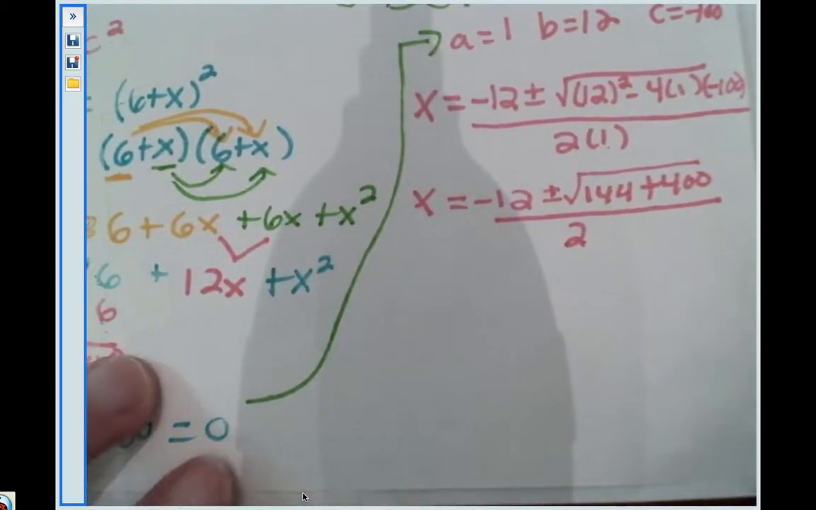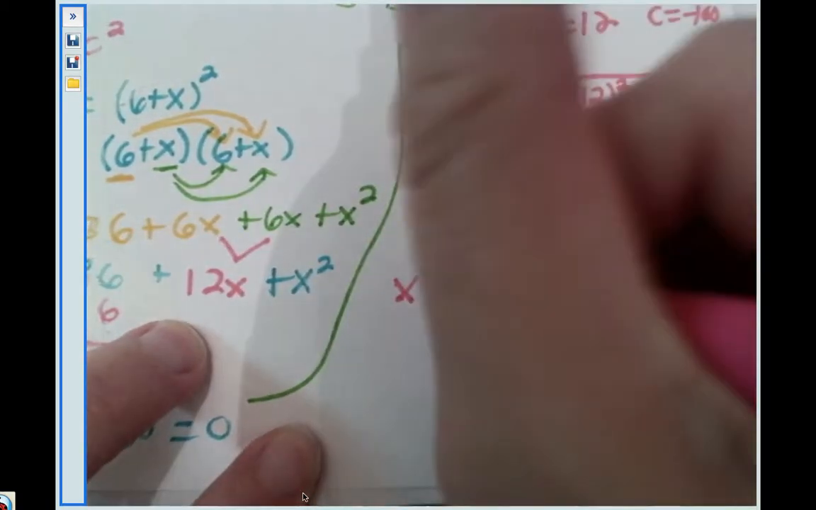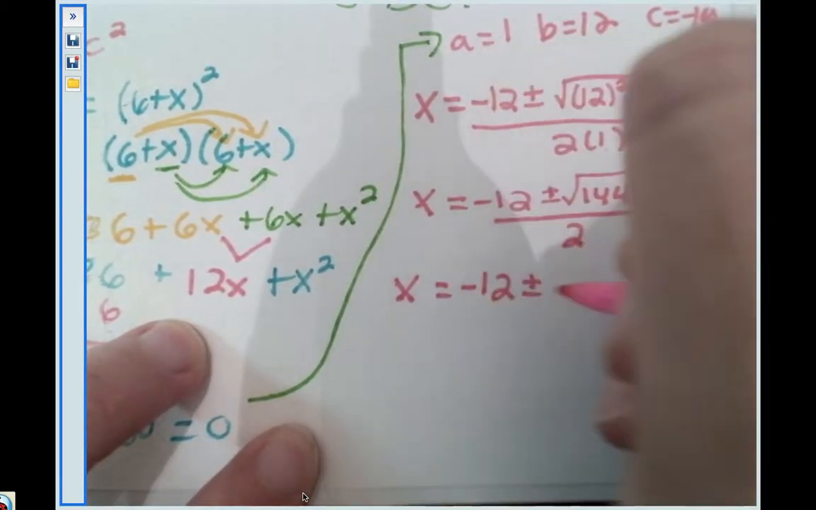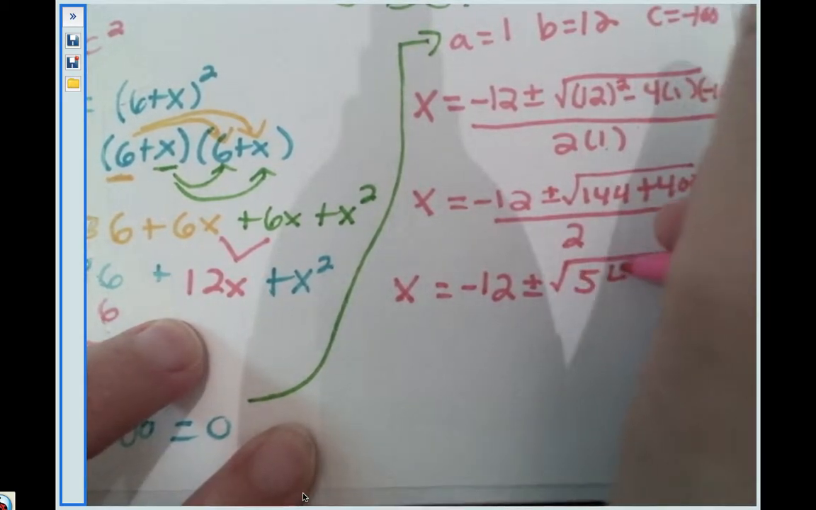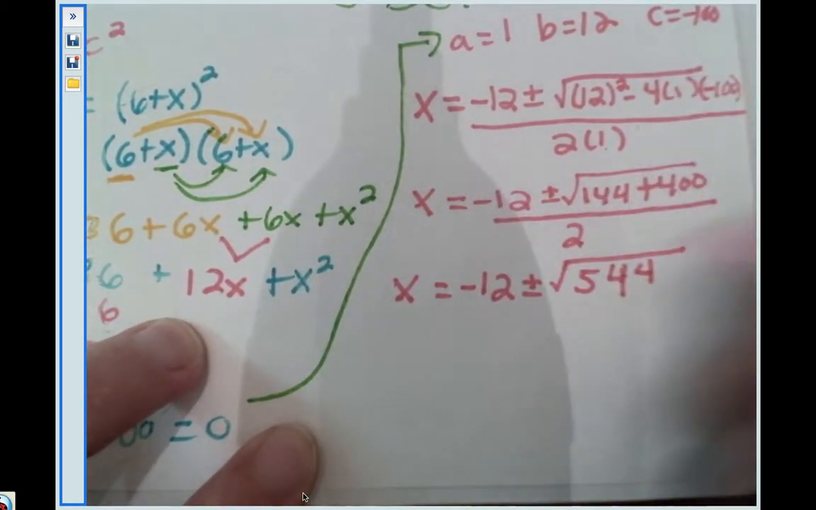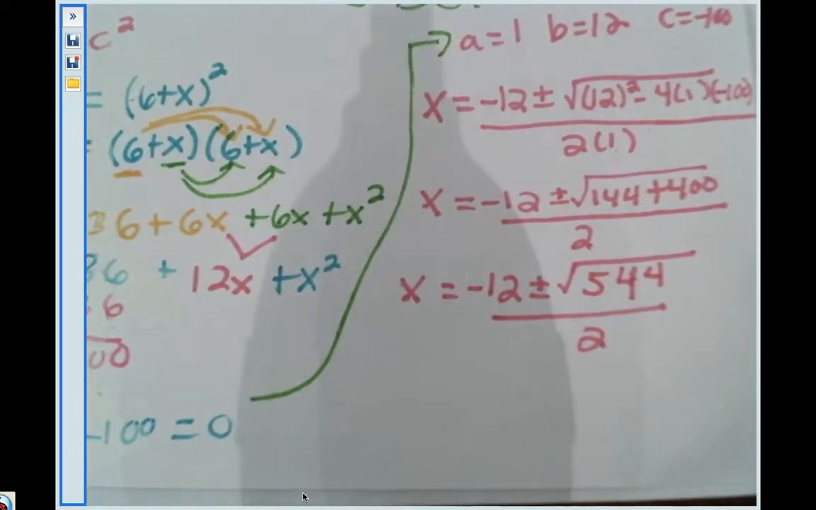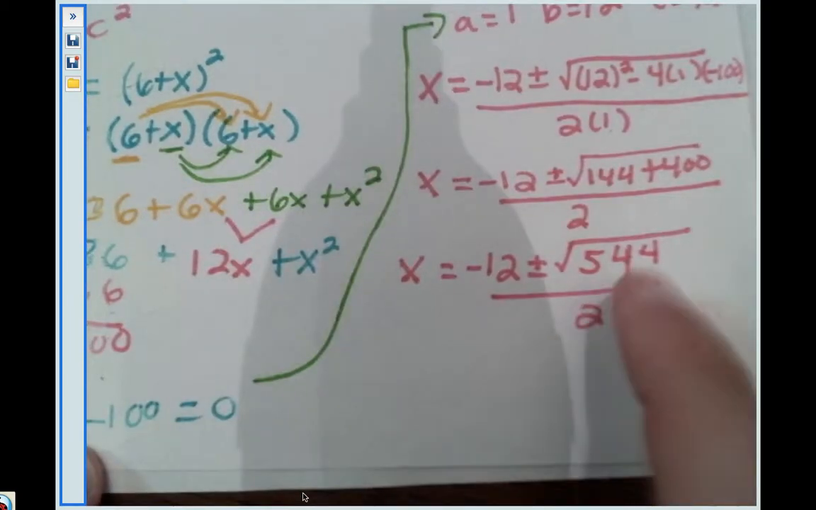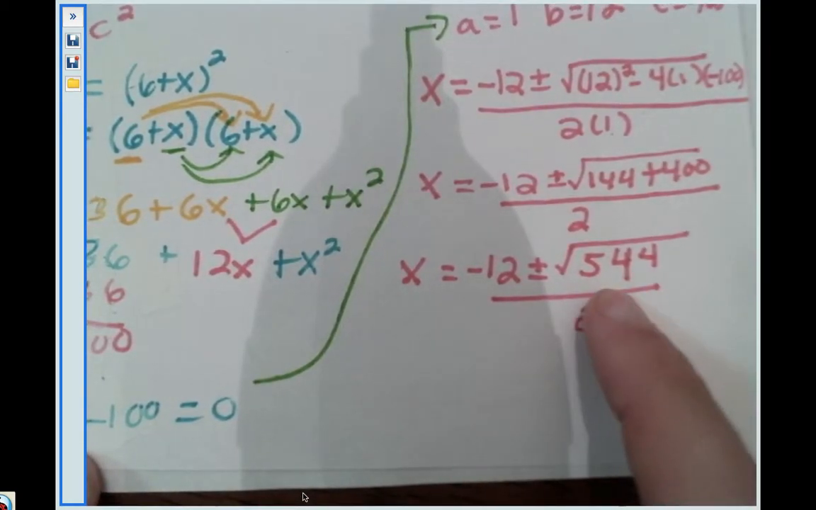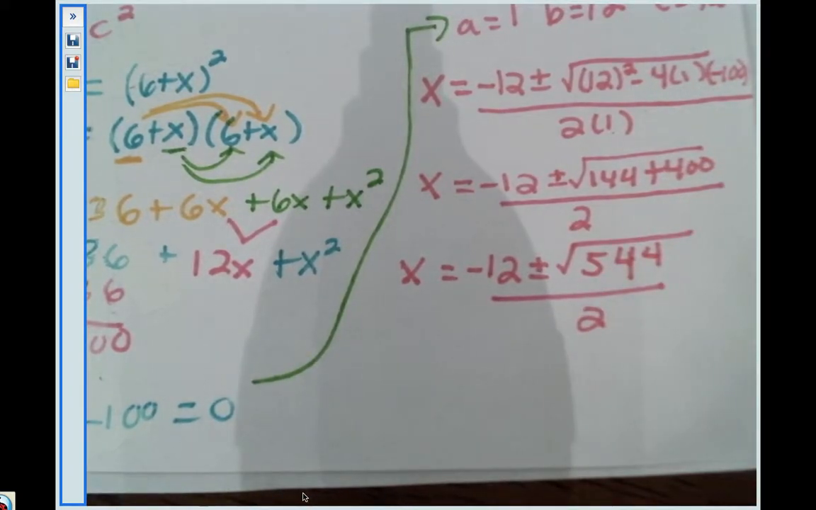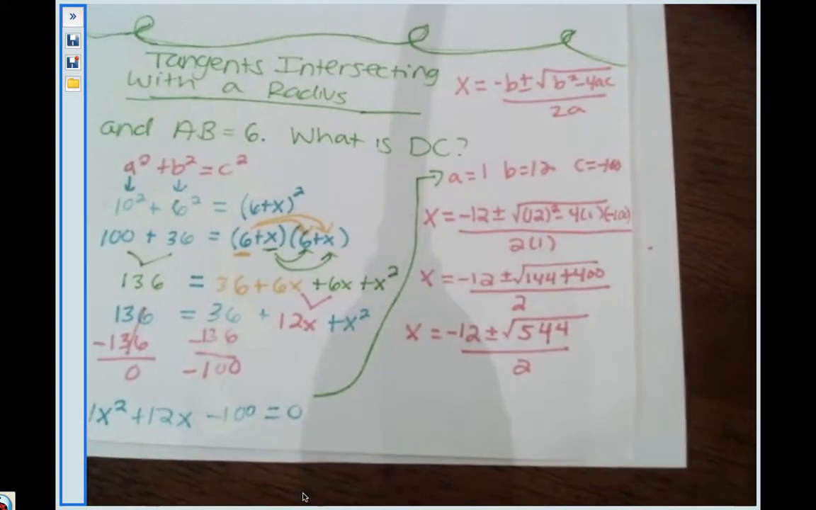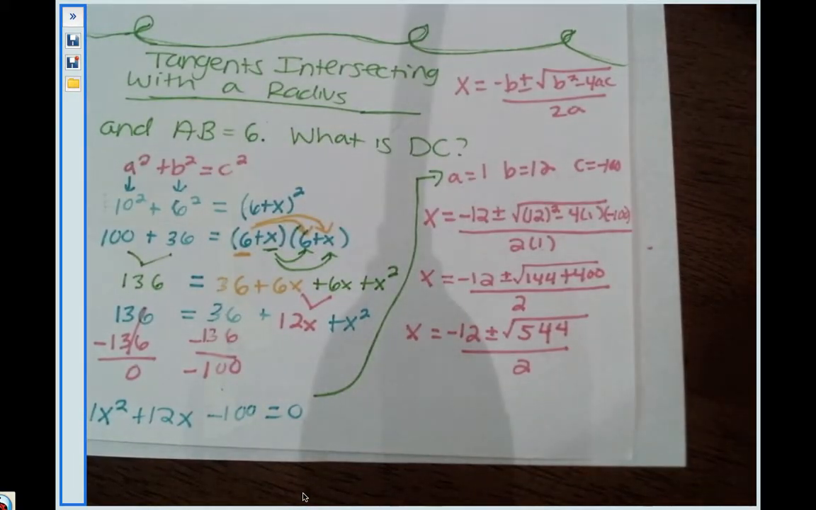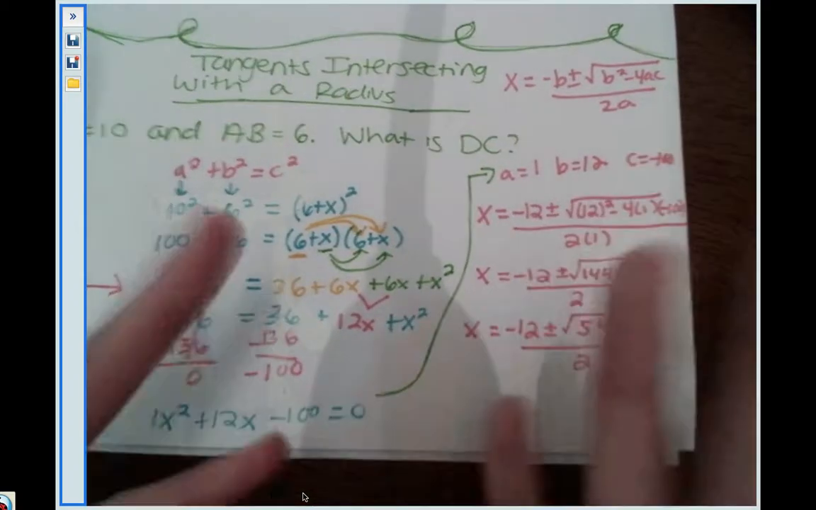All righty, let's keep on going. So x equals negative 12 plus or minus the square root of 144 plus 400, which is 544, all over 2. All right, you guys, in order to simplify this further, we have to reduce down this radical, which 544, I'm going to tell you right now, is not a perfect square. So how do we simplify radicals that are not a perfect square? We do have to do a factor tree.